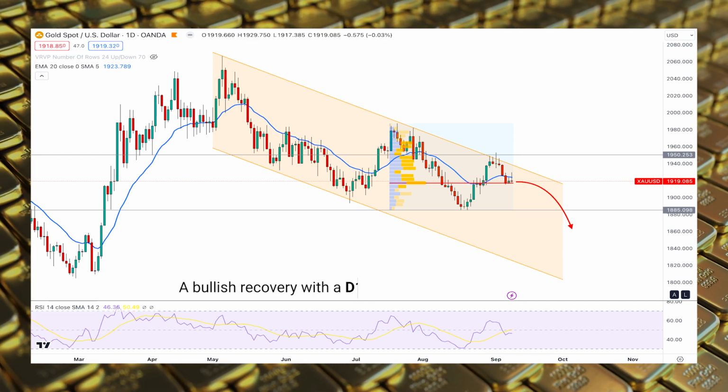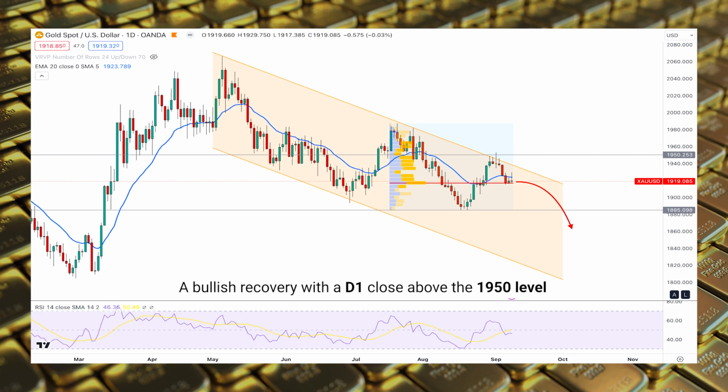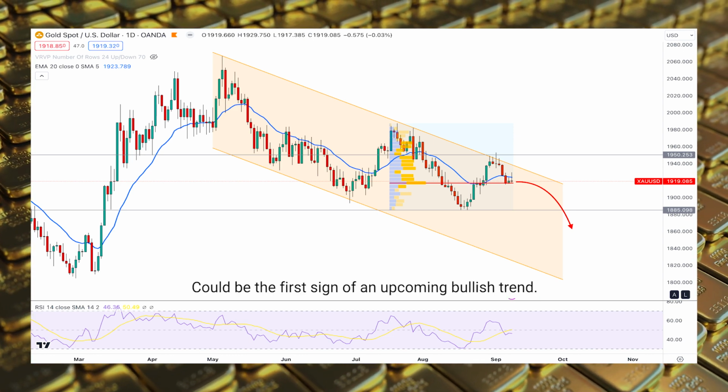However, a bullish recovery with a daily close above the 1950 level could be the first sign of an upcoming bullish trend.